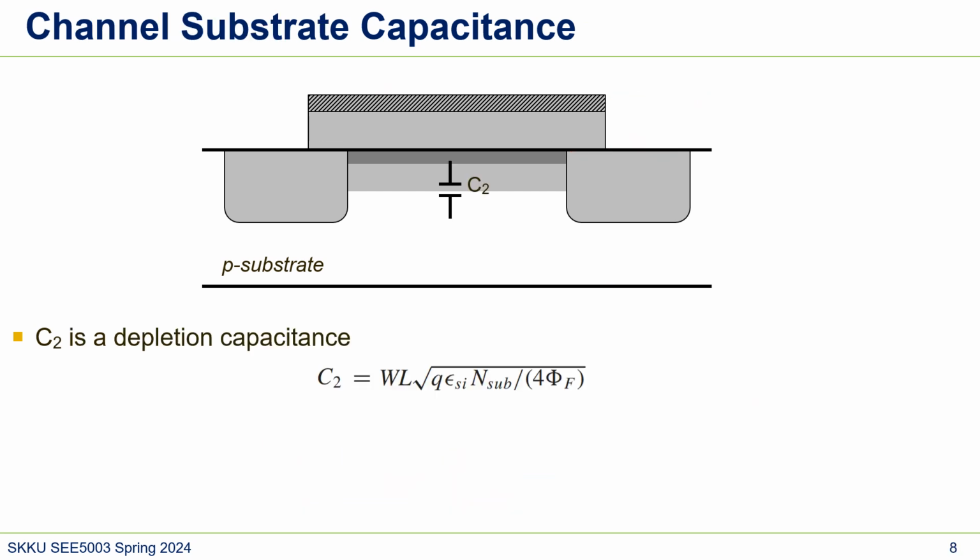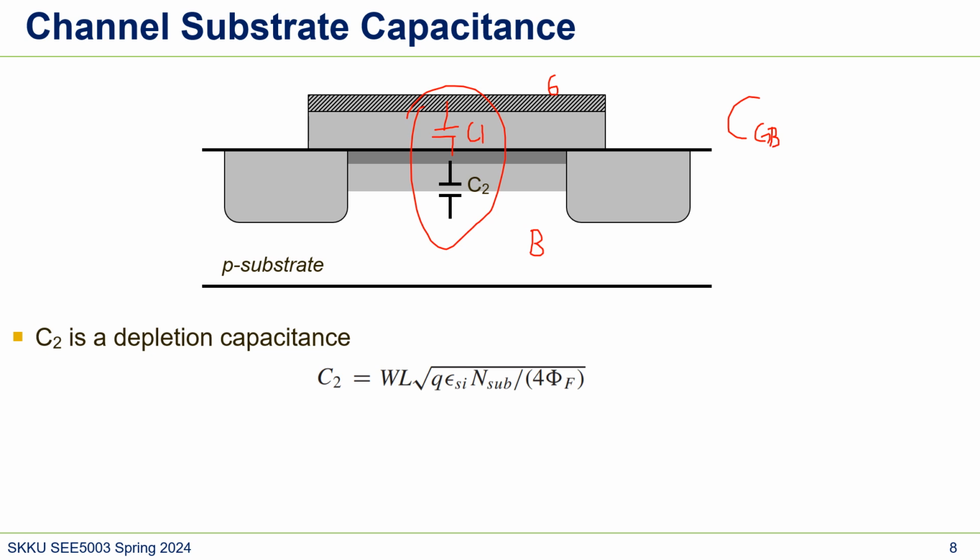Next one is channel substrate capacitance. This is not that important, I think. We usually care about this only in the cutoff region, when the MOSFET is off. So when we want to see the CGB, we calculate this series capacitance, because here is G and then here is B.